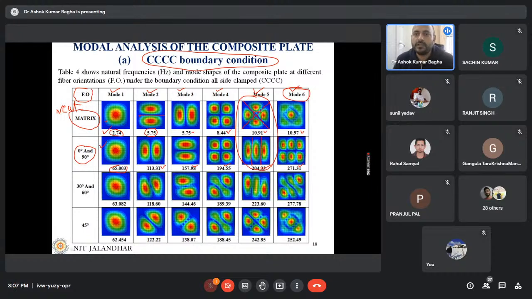So what happens is that this accelerometer location will definitely take the contribution of this mode, but it will not take the contribution of this mode that belongs to the matrix, because you are mounting the accelerometer at the nodal lines of the matrix.